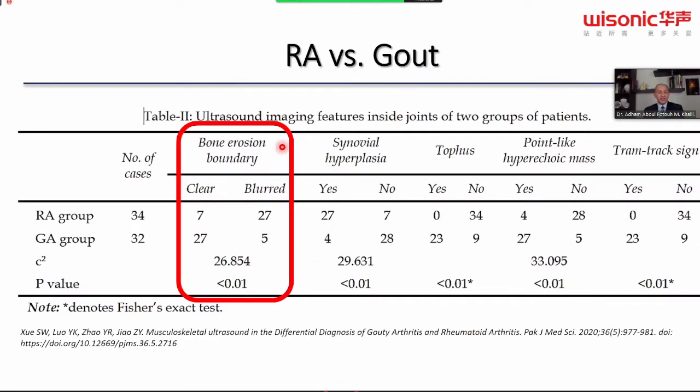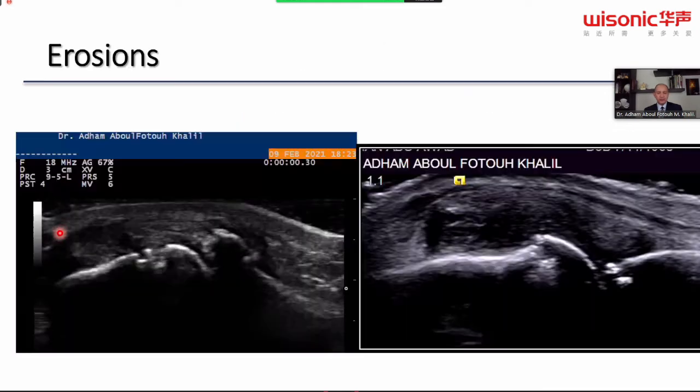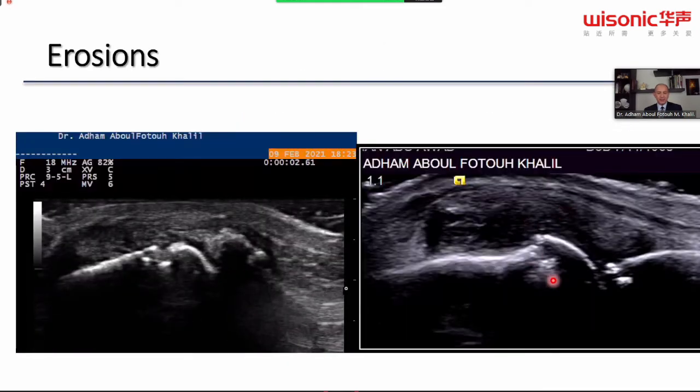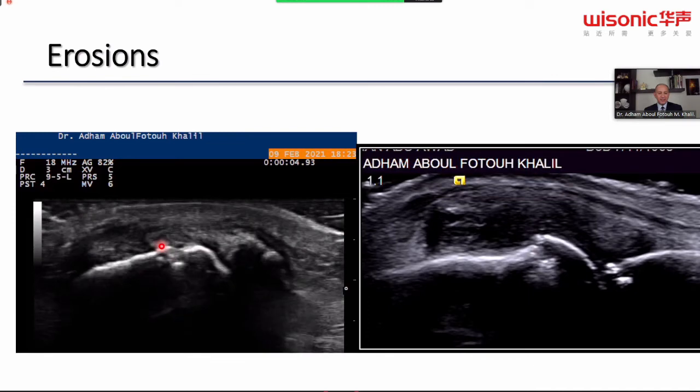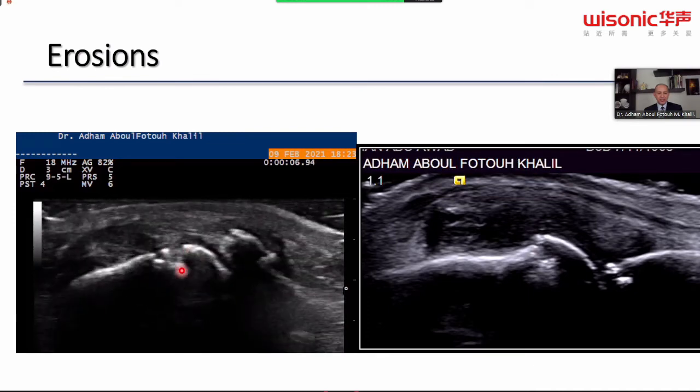What about the erosion itself? Now, the clear boundary is seen in the gouty group, while a blurred boundary is seen more in the rheumatoid arthritis group. Because even on x-rays, they have taught us that you have a punched out erosion, a rat-bite erosion, it's a big erosion. Even with the ultrasound, you can detect a clear boundary in the gouty group and a blurred boundary in the rheumatoid arthritis group. Here's an example of a blurred boundary. Here's an example of a very big and distinct boundary erosion in gout.